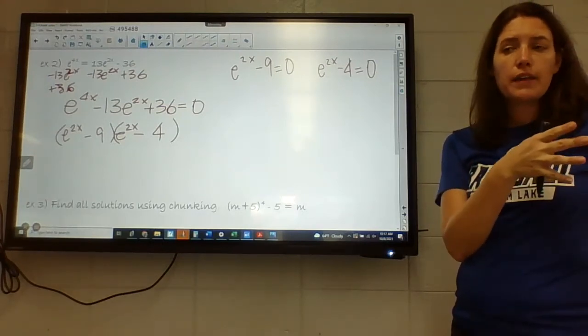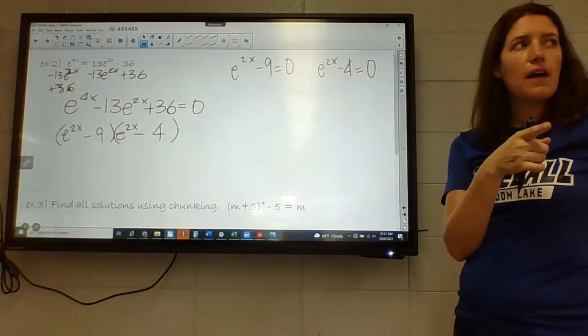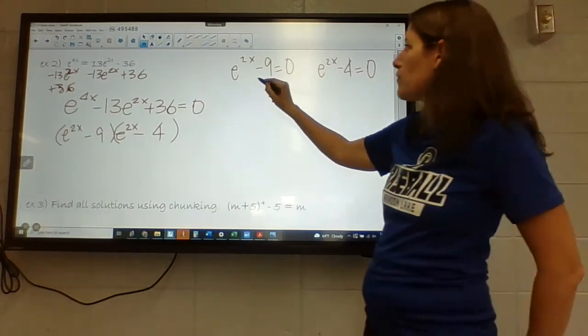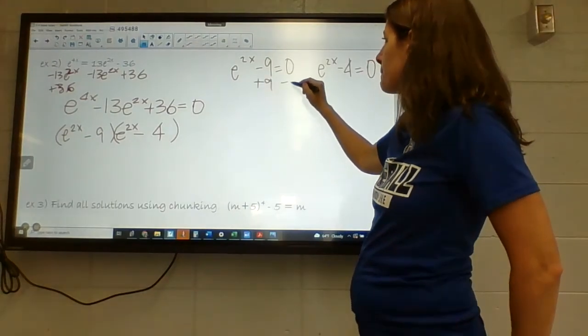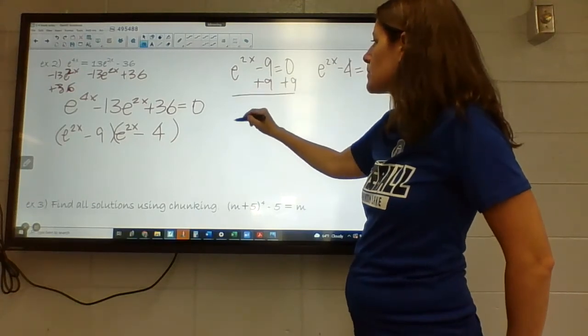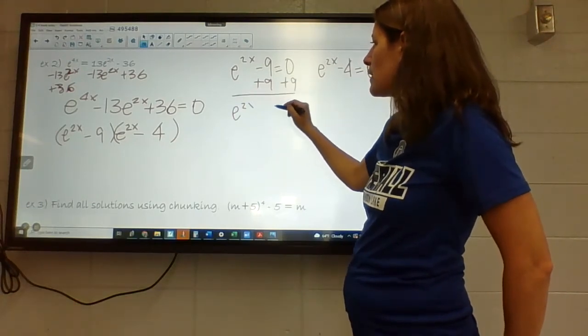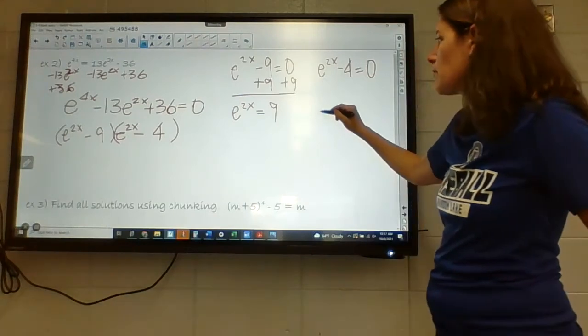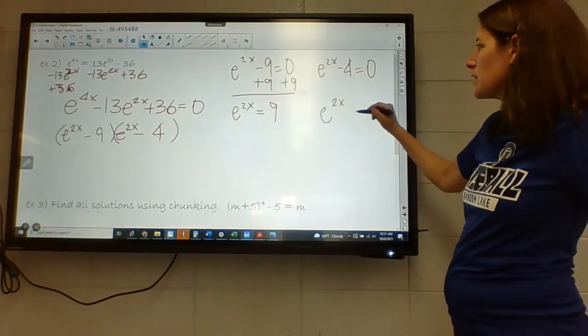We're going to do the log thing, but I would do something before I did that. Move that 9 over. So e to the 2x equals 9. And the same thing's going to happen over here. e to the 2x is going to equal 4.